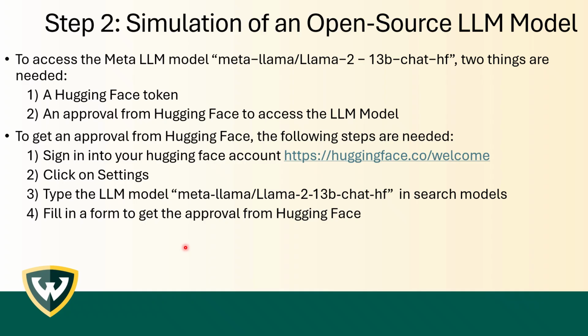After creating a Hugging Face token, the next step is to get an approval from Hugging Face in order to access the LLM model. To get an approval from Hugging Face, we need to do the following. So first, we need to sign in to our Hugging Face account using the following link, and then we need to click on Settings. And in Search Models, we need to type the following LLM model, which is Llama2 with 13 billion parameters. And then we need to fill in a form to get the approval from Hugging Face.